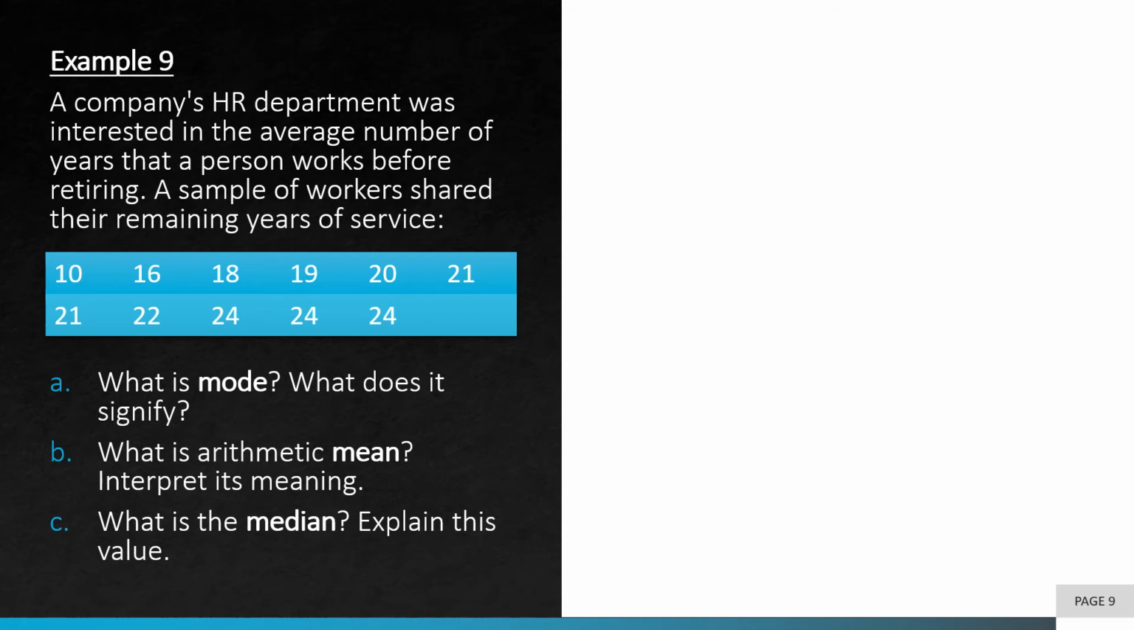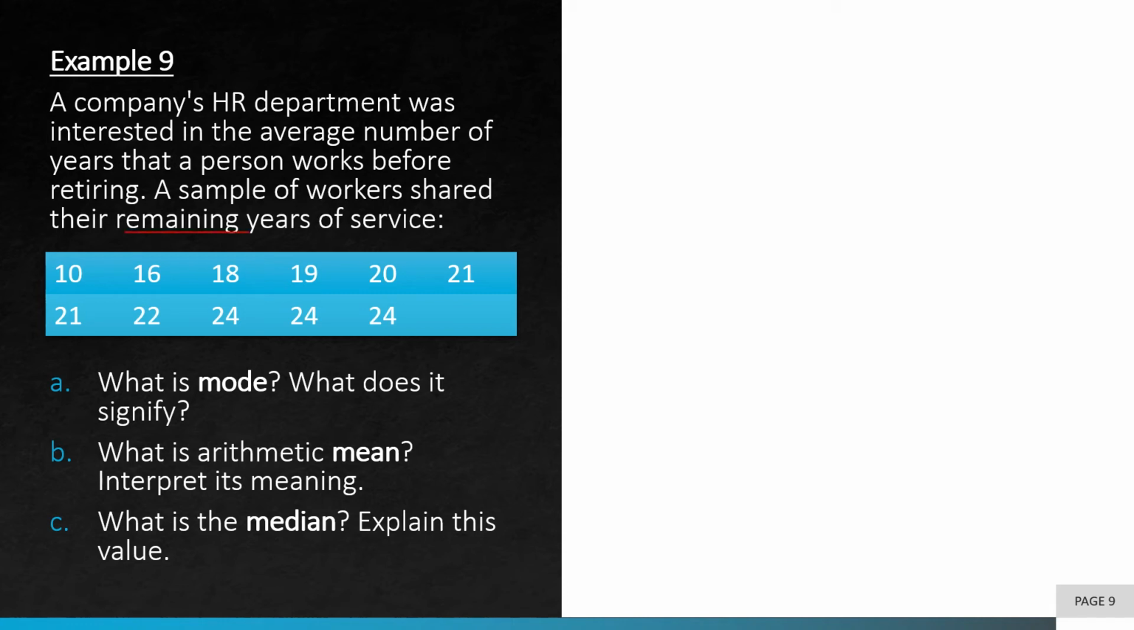So you have already learned about mean, median, and mode. Let's look at this next example. Example 9 will test your understanding of the three measures of central tendency. A company's human resource department was interested in the average number of years that a person works before retiring. A sample of workers shared their remaining years of service as shown below. A. What is the mode? What does it mean? B. What is the arithmetic mean? Interpret its meaning. And C. What is the median? Explain this value.